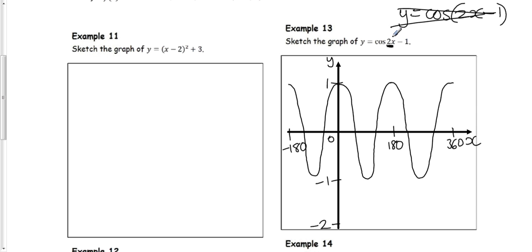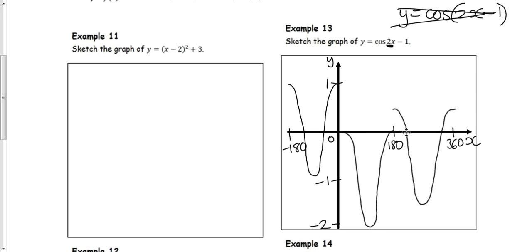The minus 1 at the end will bring the whole graph down by 1. So these maximums at the moment have a y value of 1, and the minimums, although I've not lined them up perfectly, have a y value of minus 1. So with the minus 1 at the end, they're going to move down. I'm going to try and do this section by section. So that's going to go down 1 unit.